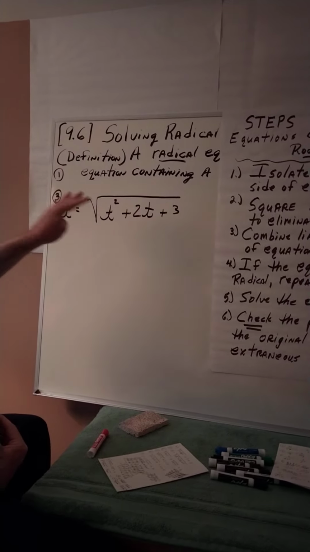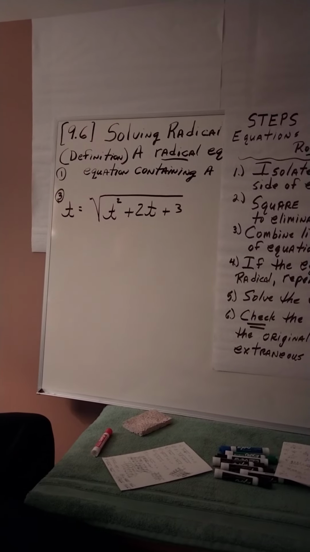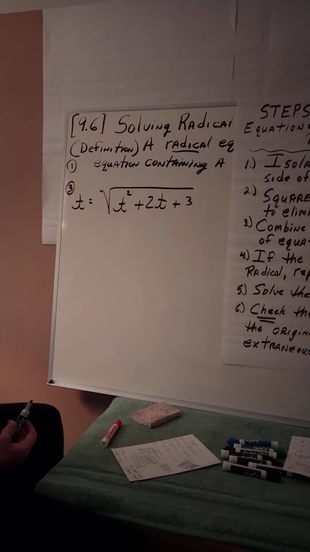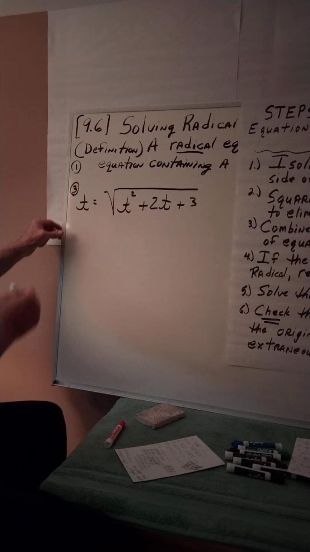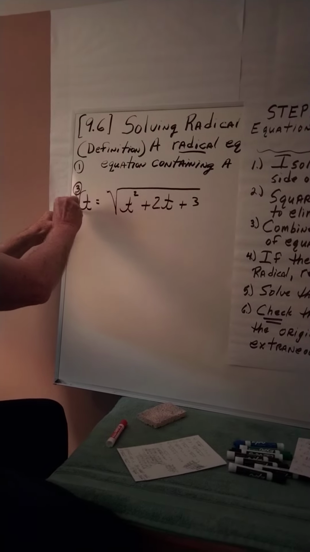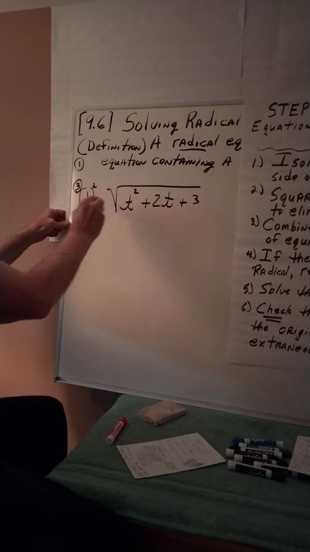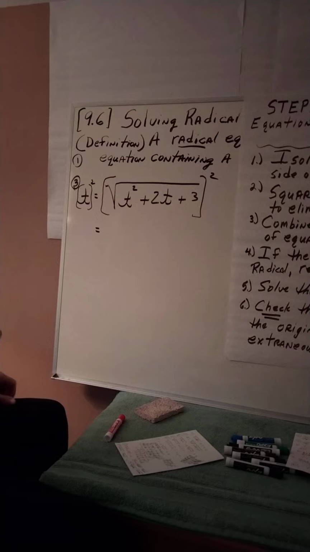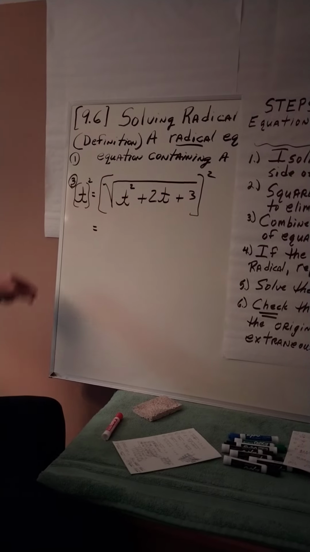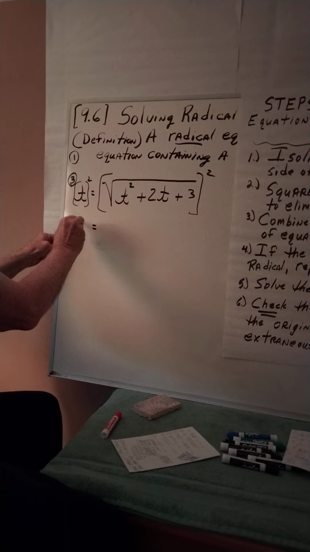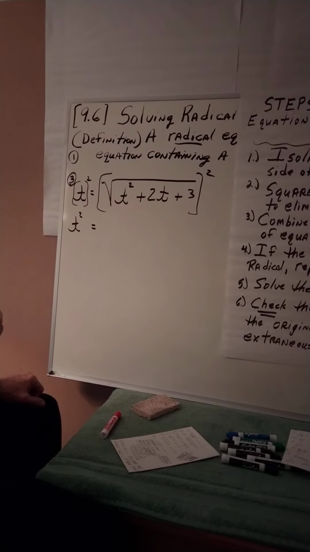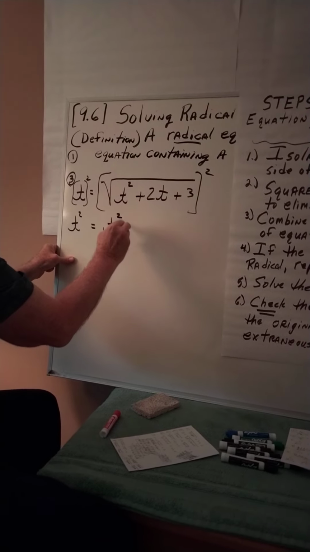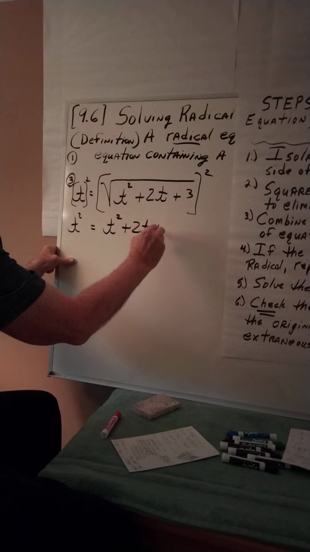Step 1, isolate the radical on one side. It's isolated. The radical is already alone on the right-hand side. Step 2, square both sides. Left squared, right squared. When we square the left, we get t squared. When we square the right, we get that trinomial radicand, t squared plus 2t plus 3.